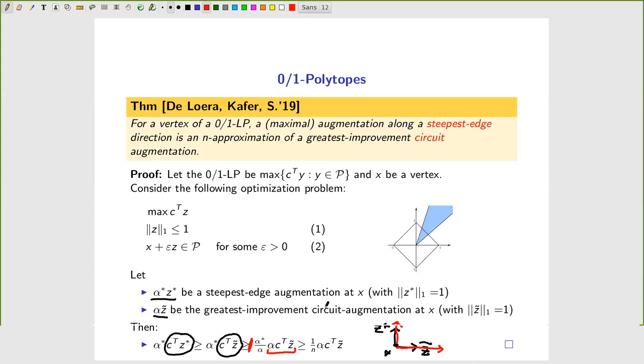And so this shows that the improvement that you get once you go along a steepest edge direction is at least 1 over n times the improvement that you get if you go along a greatest improvement circuit augmentation.